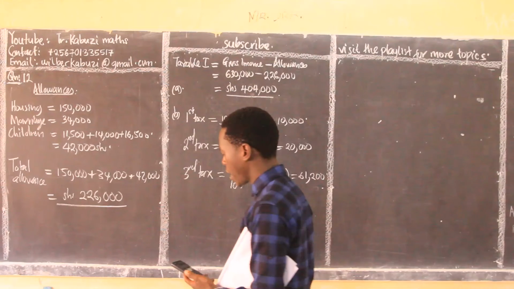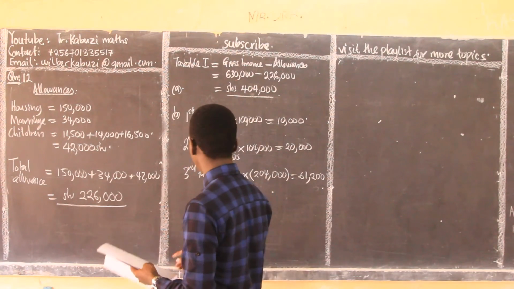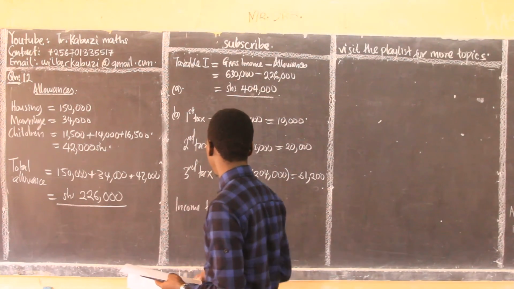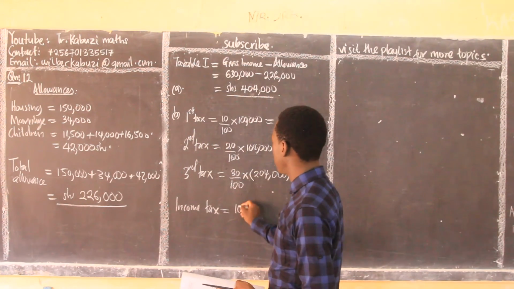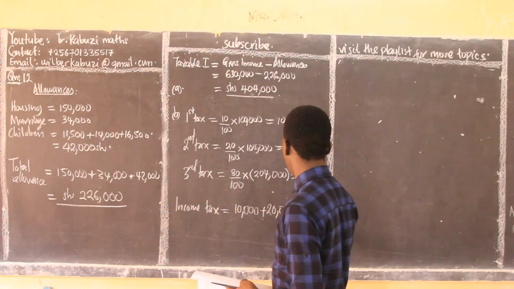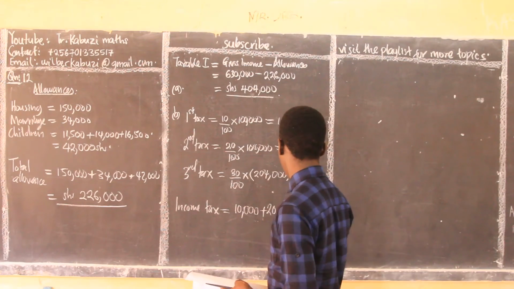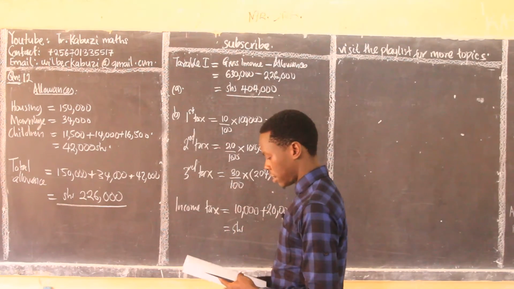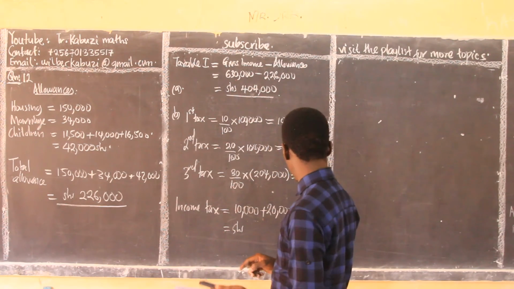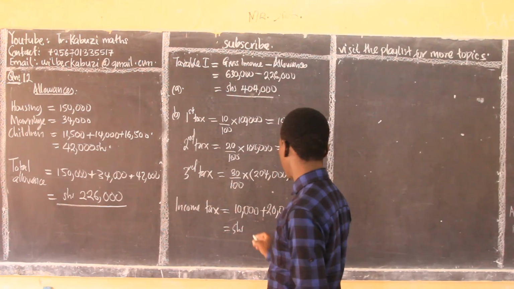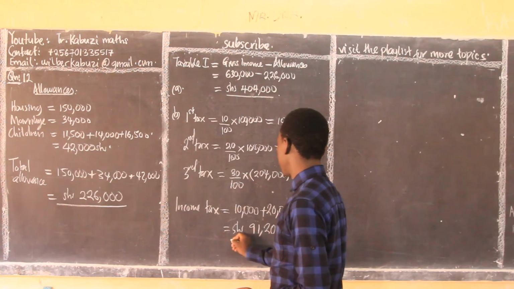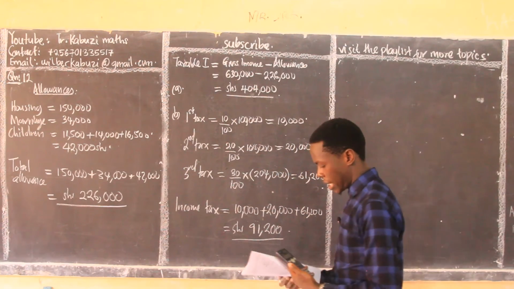And there the rate is going to be 61,200. Now we come for our income tax paid by Jane. Income tax paid by Jane is going to be, we add, and this will give us shillings. Plus that, this is that, to get 91,200 shillings. So this is now her income tax.